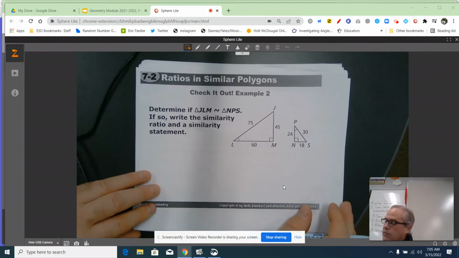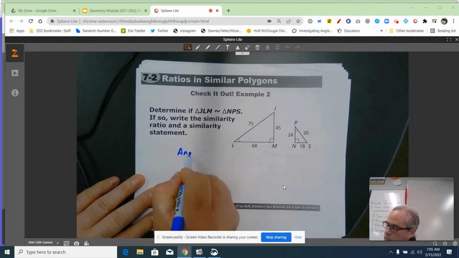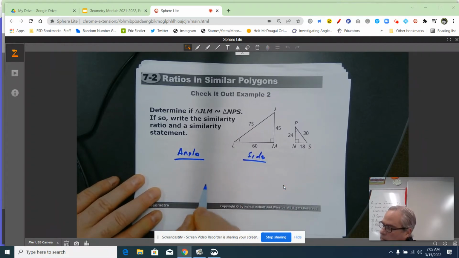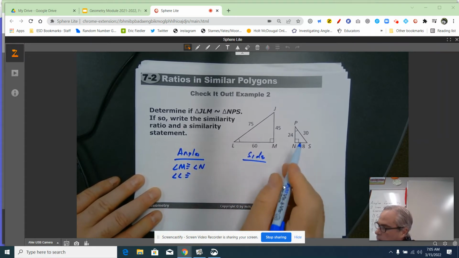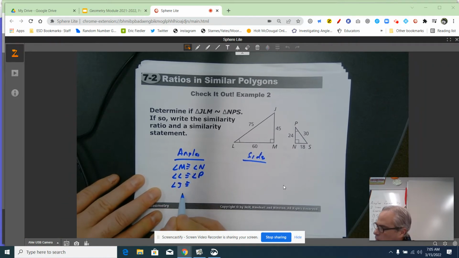Okay, determine whether these are similar. Now here's what I notice. The angles and the sides. I have angle M is congruent to angle N. I have angle L is congruent to angle P. And therefore, these last angles would have to be congruent because we have the third angles theorem. If two angles of one triangle are congruent to two angles of another triangle, their third angles have to be congruent. Angle J is congruent to angle S, I think is the last one that I said.